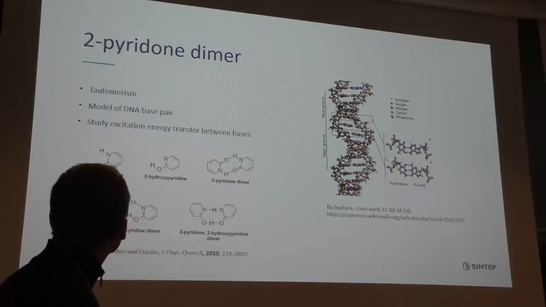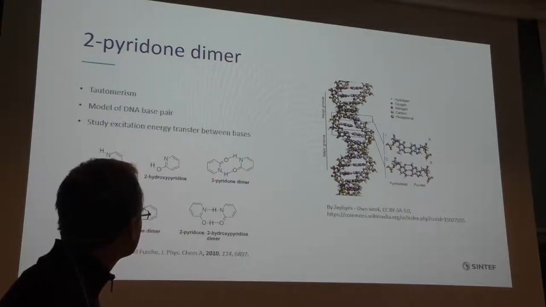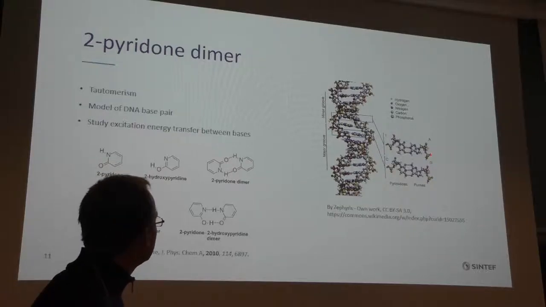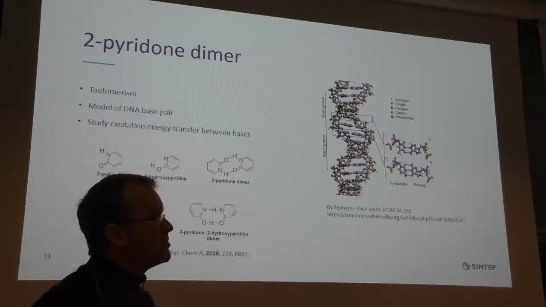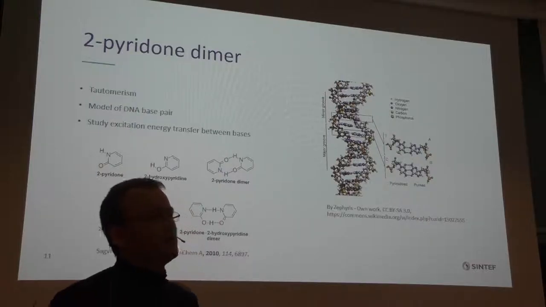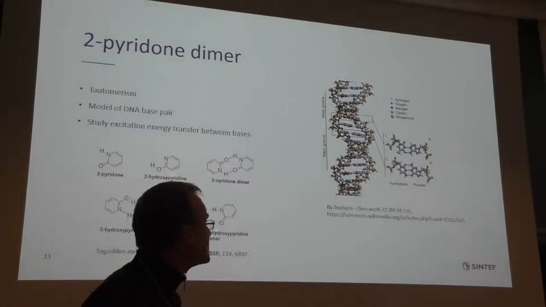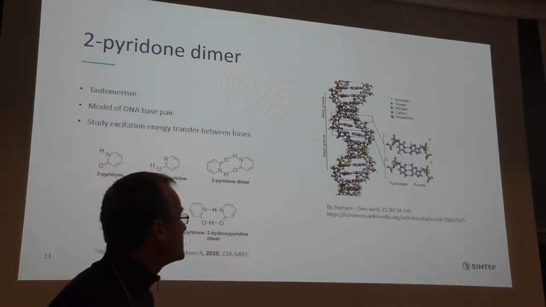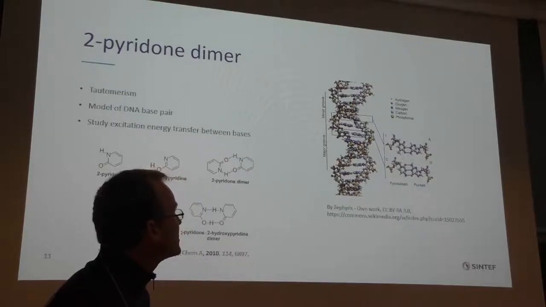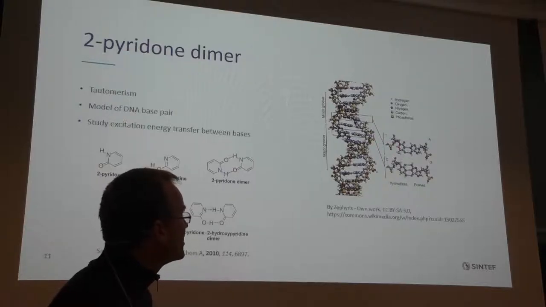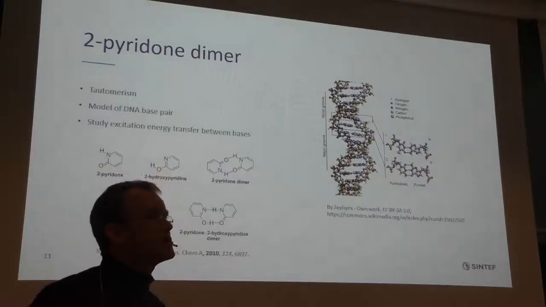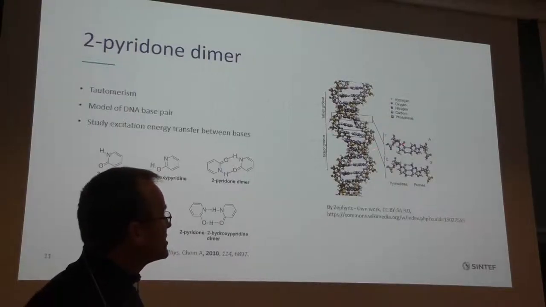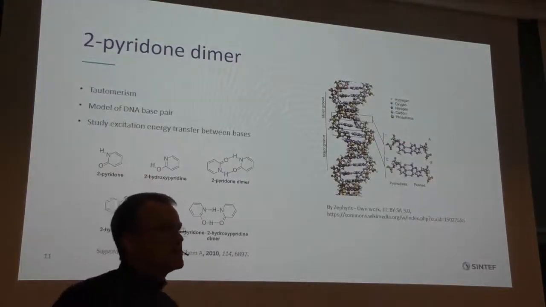So we looked at something known as the two-pyridone dimer. That's this one. It is viewed as a model for a TA DNA base pair. And part of the reason why people are interested in this is exactly for the reason of excitation energy transfer. As I understand, the theory is that if UV radiation hits the DNA molecule, then that can cause radiation damage, and EET between these strands is relevant in that regard.